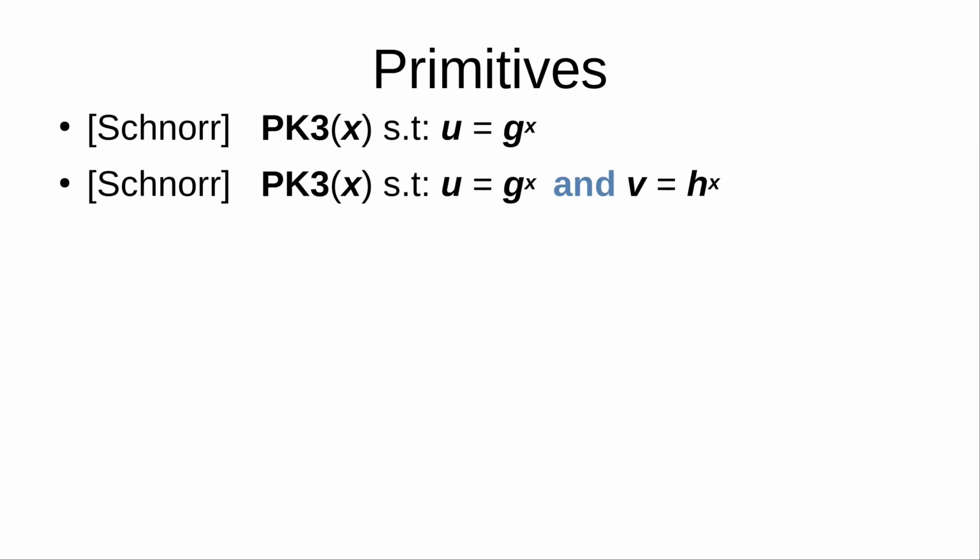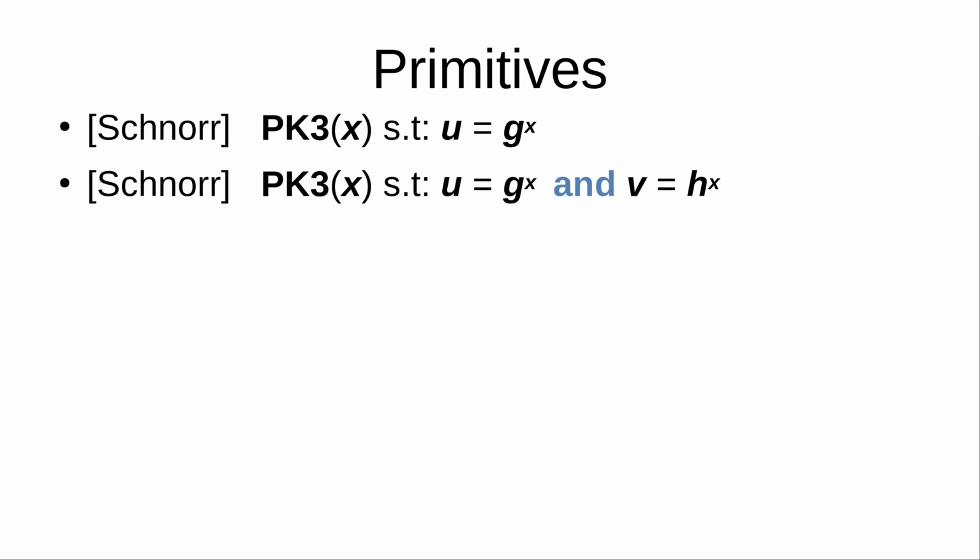And the second is also a variation of this proof. It's basically two parallel runs of this proof where you prove two things, right? You prove that I know x such that u is equal to g to the x, and I know x such that v is equal to h to the x, and both these x's are the same, right? So the x is the same in both these proofs. That is the third thing that he's proving. Yeah? So he's basically proving three things.